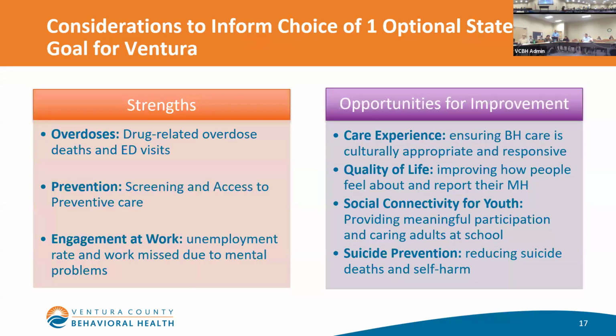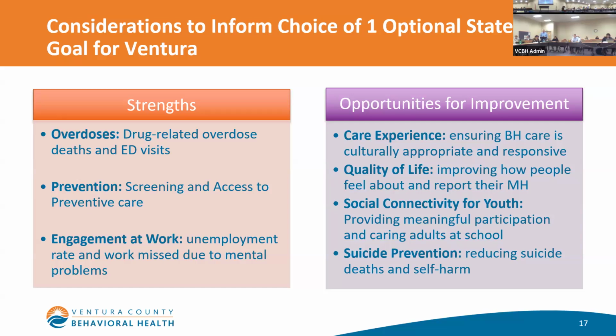Next slide, please. Now, when it comes to the optional goal, again, we have to pick one. On the left, we have some places where the data look pretty decent, right? Again, it doesn't mean we can't do better, but on the overdose components, the prevention pieces, and what they call engagement at work, which is being employed or missing work due to mental health problems, on those indicators, Ventura County is doing pretty well. But there are some opportunities for improvement around improving the care experience, especially making it much more culturally appropriate and responsive to people.